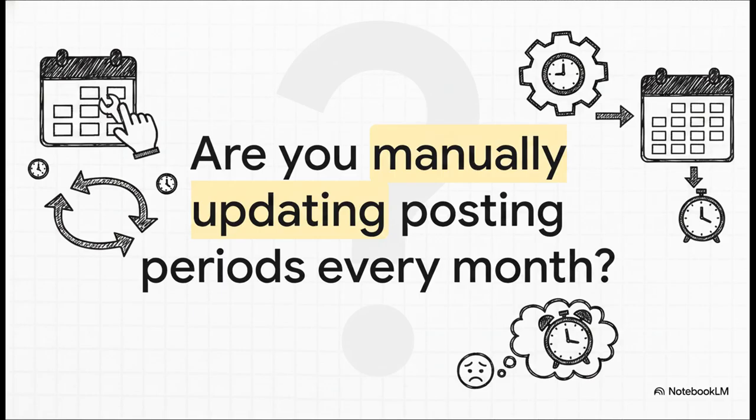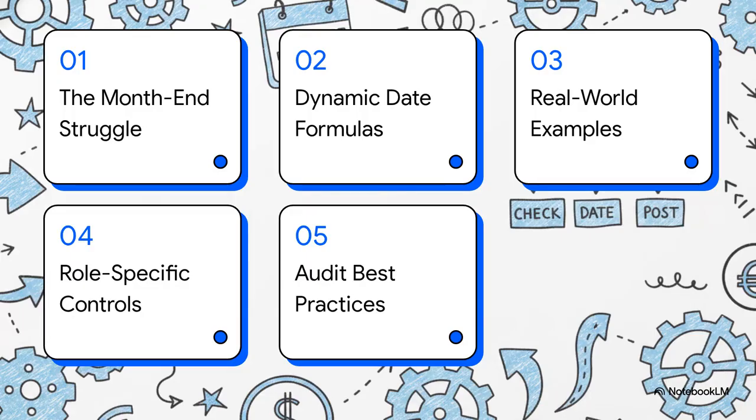With all of those critical tasks demanding your attention, are you still manually updating your posting periods every single month? I mean, think about it. Going into the general ledger setup or the user setup and manually typing in the new allow posting from and allow posting to dates just to stop someone from accidentally posting into a closed month? It's tedious, it's repetitive, and frankly, it's a chore you shouldn't have to deal with anymore. So today, we're going to solve this universal accounting pain point.